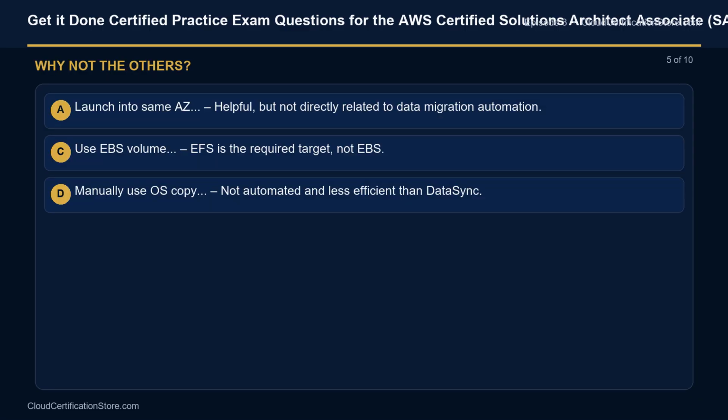Why not option A? Launch into same AZ. Helpful but not directly related to data migration automation. Why not option C? Use EBS volume. EFS is the required target, not EBS. Why not option D? Manually use OS copy. Not automated and less efficient than DataSync.